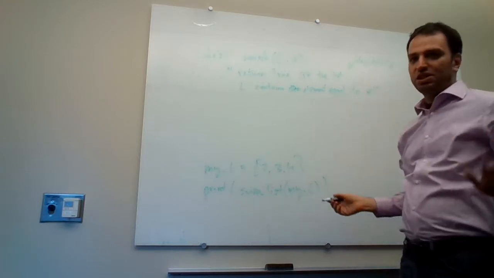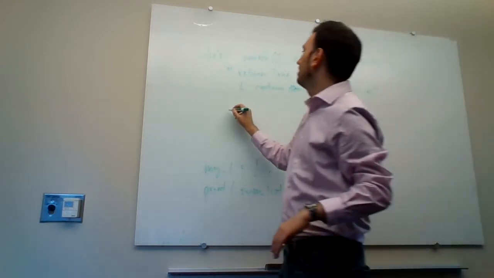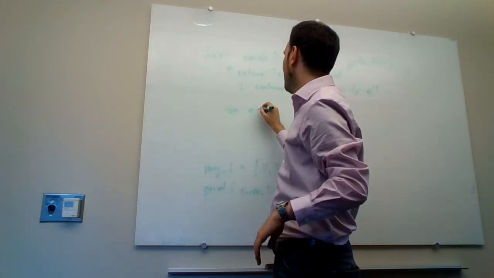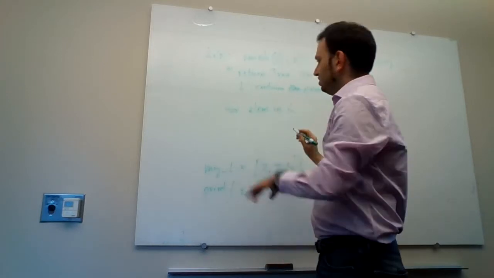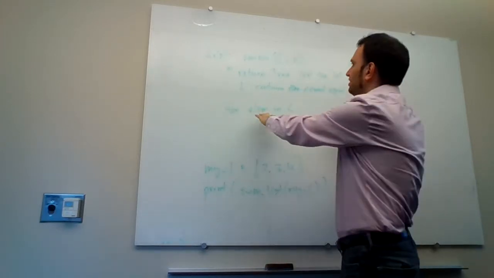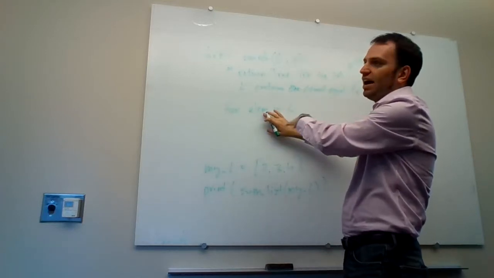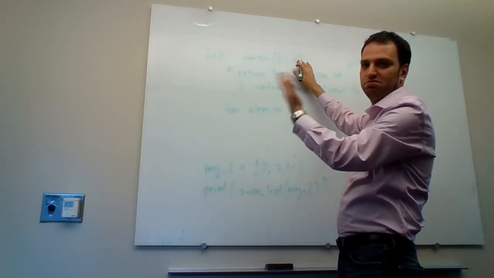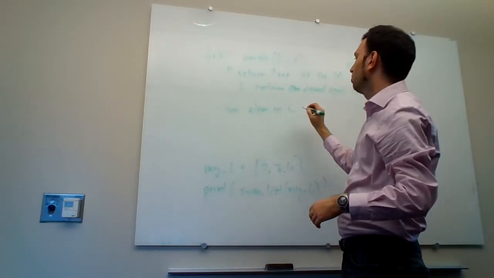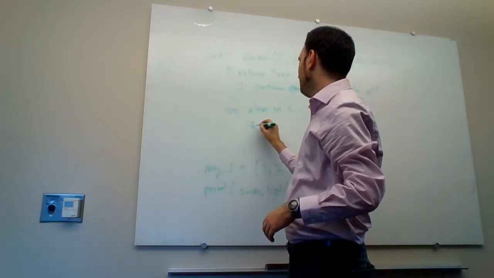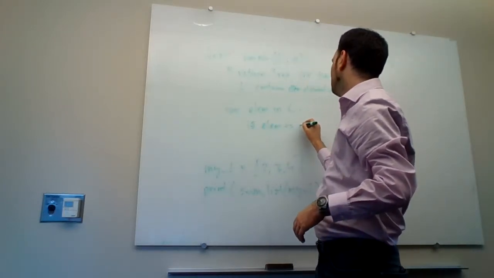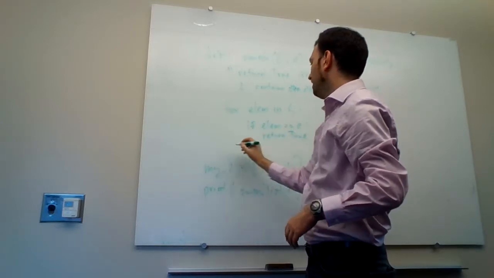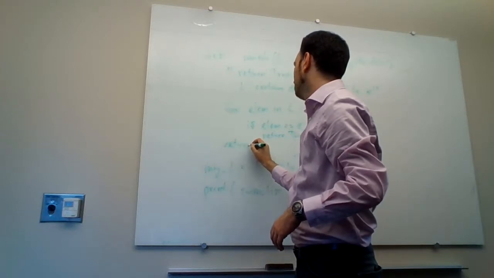So okay, let me do it. How would they do it? I would say for LM in L. The reason I'm saying LM before I said E is that if I had said E here, then this E, which is the thing that I want to look for in the list, would be overwritten, and I don't want that. And here I'll say if LM is equal to E, return true. And over here I'll say return false.